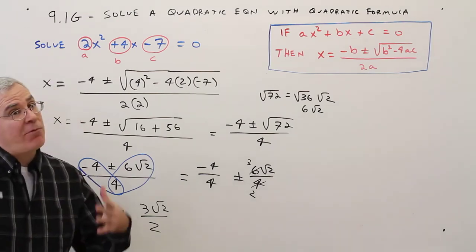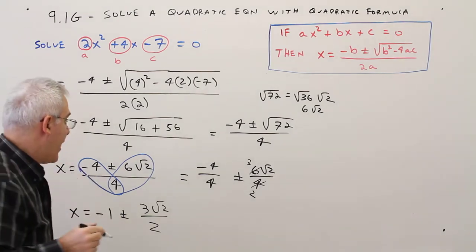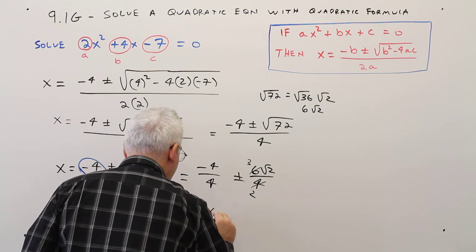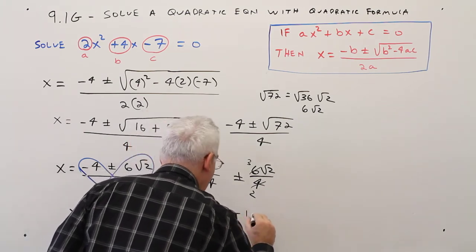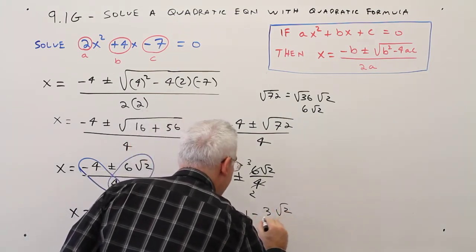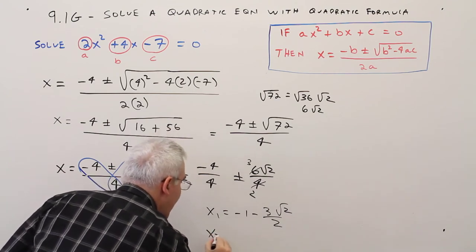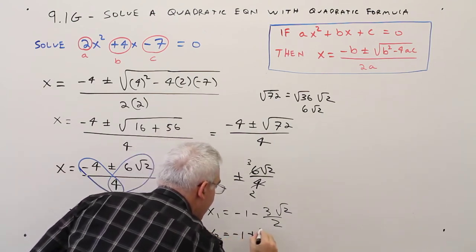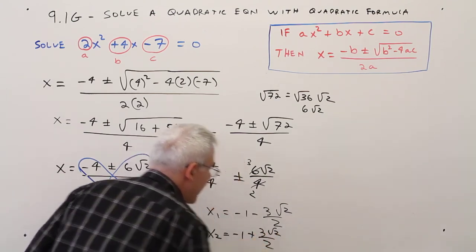And again, I like to write my answers x sub 1 and x sub 2. So x sub 1 equals negative 1 minus 3 radical 2 over 2. And x sub 2 equals negative 1 plus 3 radical 2 over 2.